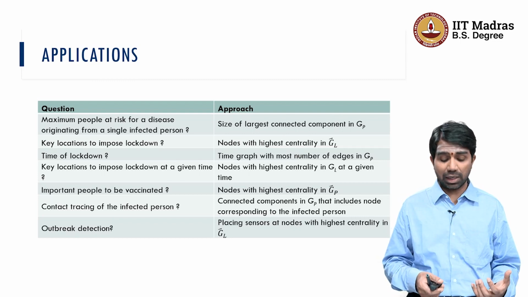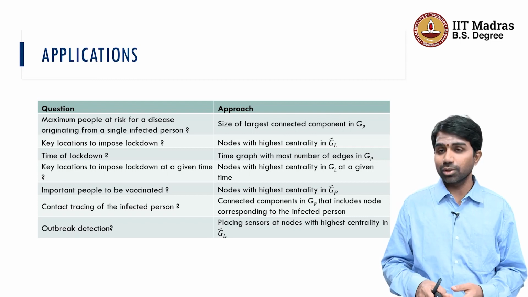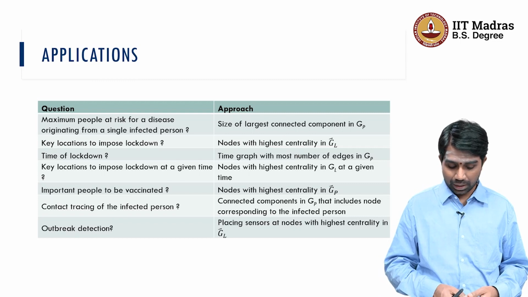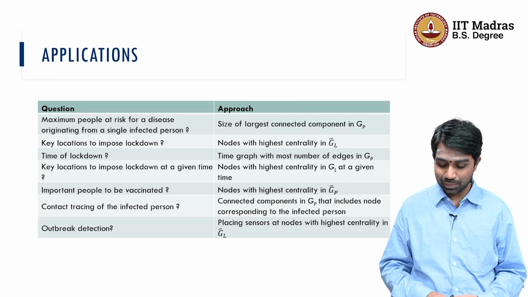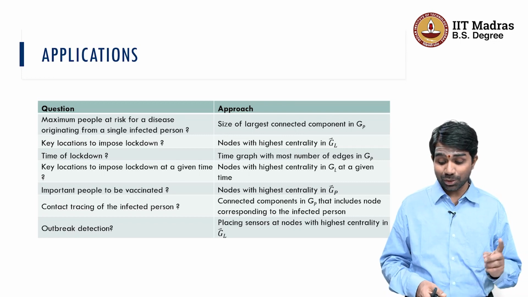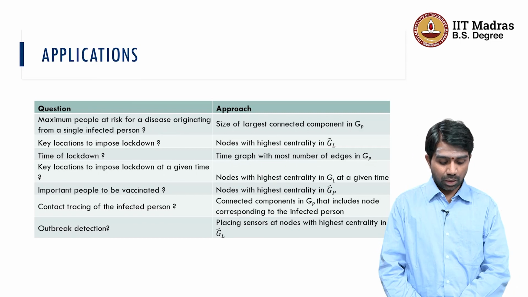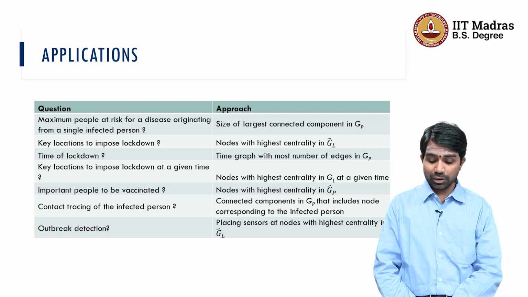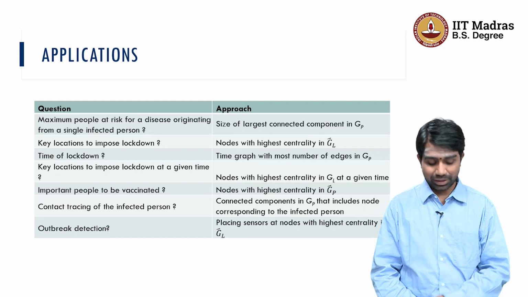What are the maximum people at risk for a disease originating from a single infected person, right? So this could be captured by the single largest connected component in GP. And what are the key locations to impose lockdown? So this could be captured by the node with highest centrality in GL hat. What is the time of lockdown? So you look at the time graph with the most number of edges in GP and so on. What are the key locations to impose lockdown at a given time? You can look at the nodes with highest centrality in GL at a given time point.